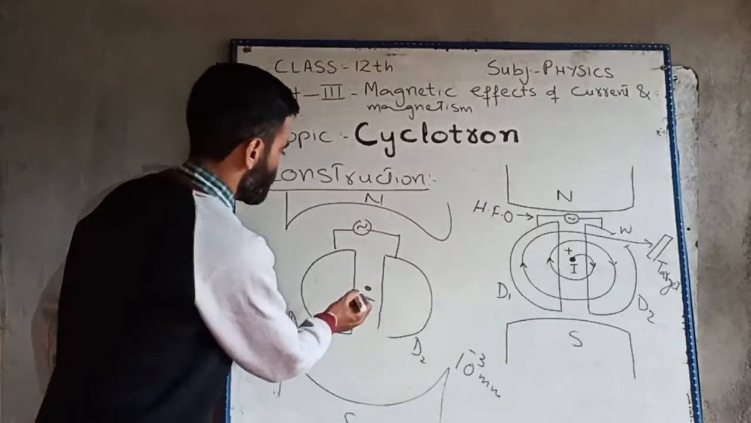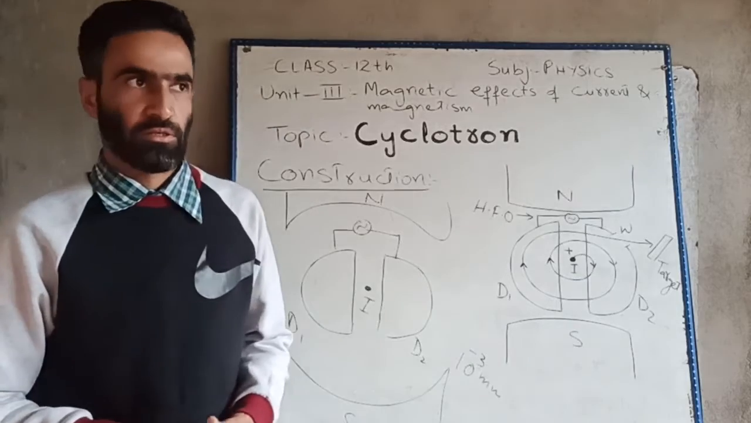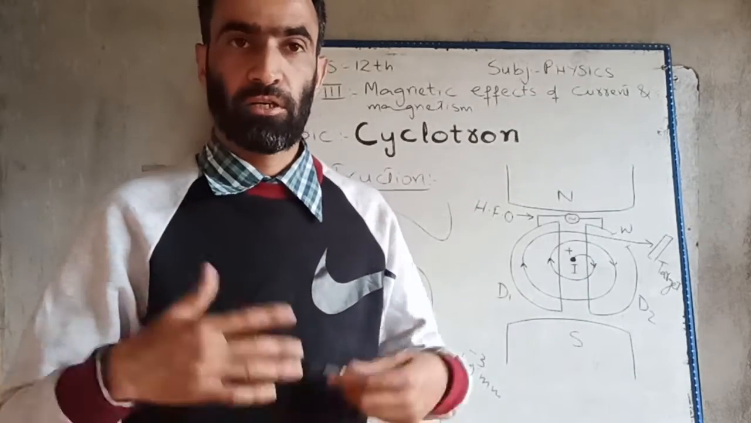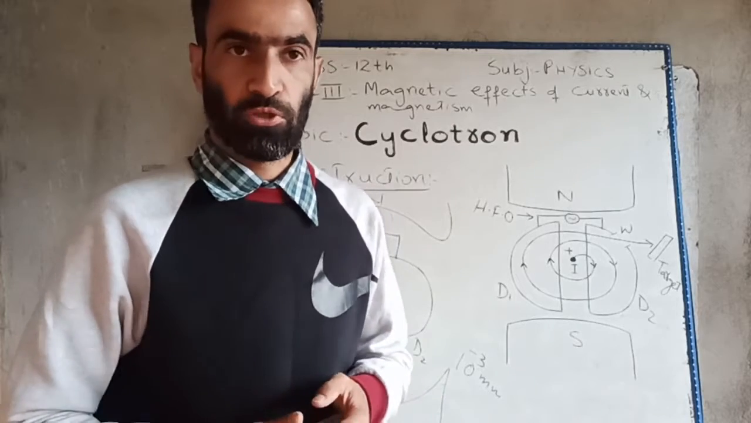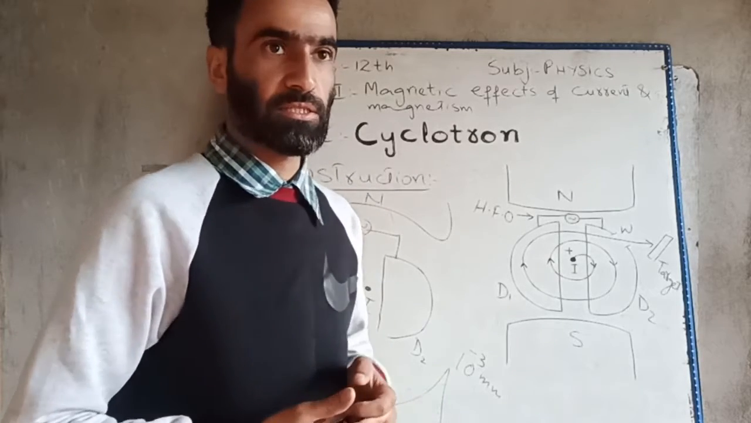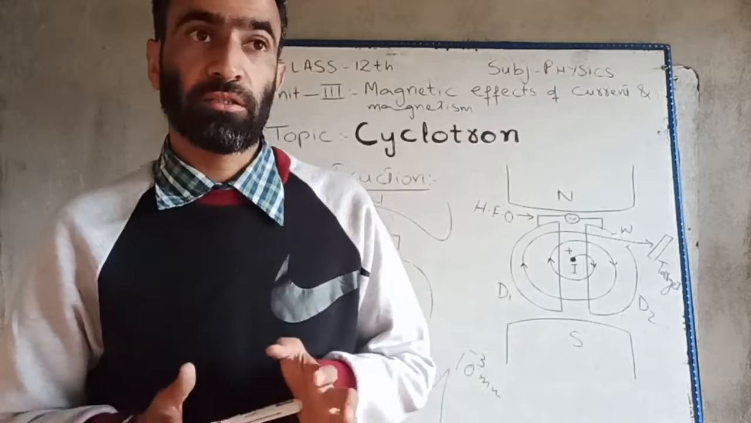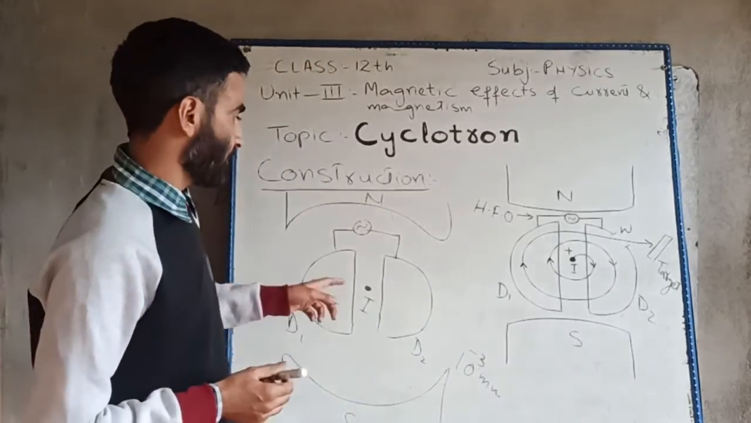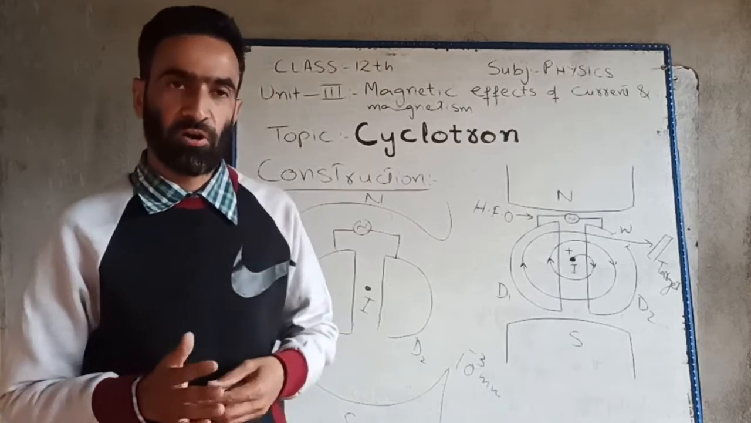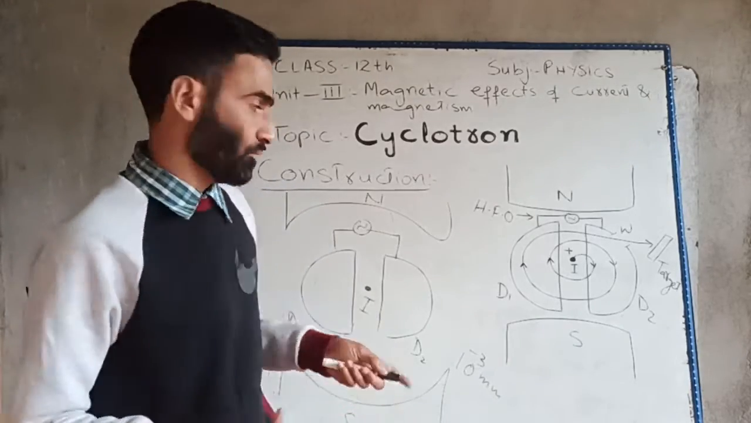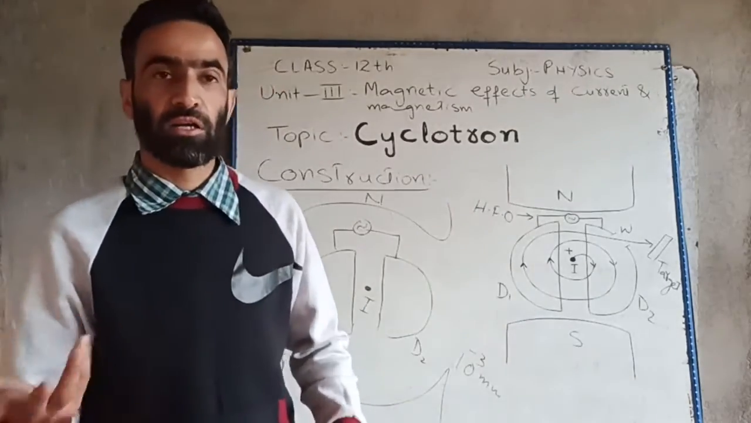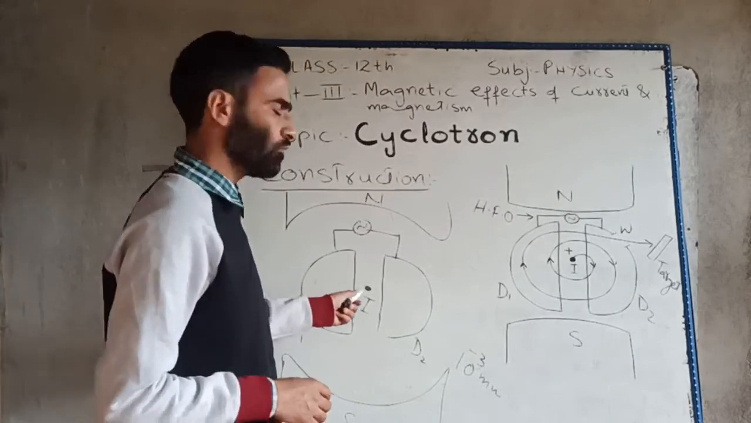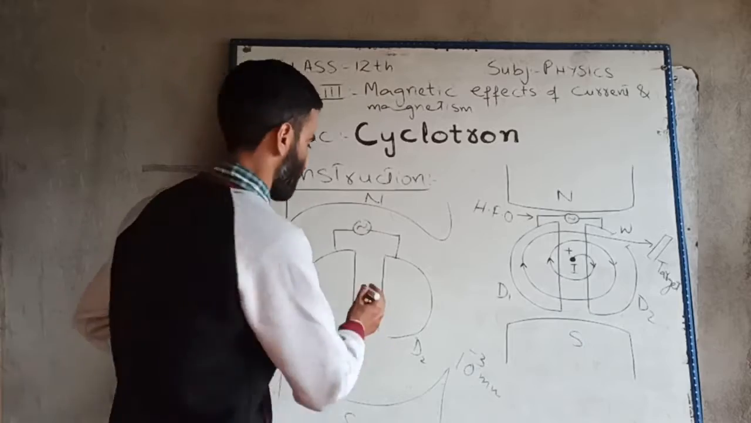See, this source can be hydrogen gas in order to get protons, because protons are positively charged particles, and deuterons are also positively charged particles. For that we can use helium gas. So for proton positively charged particles we use hydrogen gas, and for deuteron we use helium gas. So here is the source of positively charged particles.